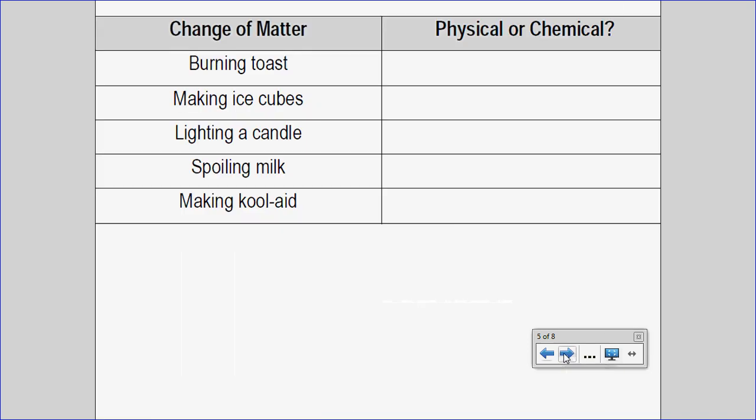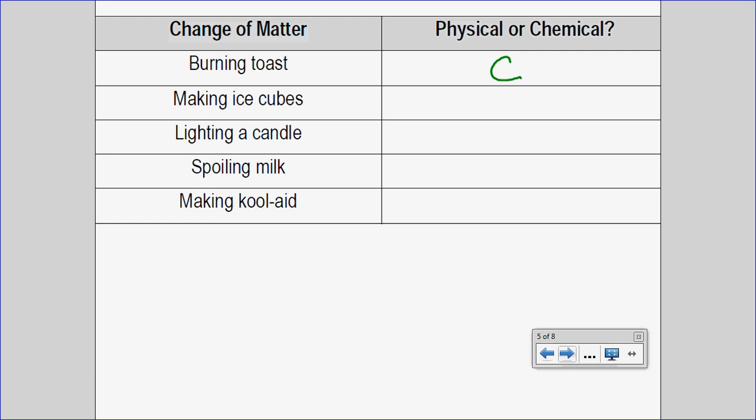So let's classify some changes. Burning toast. Well, toast was bread, but if it burns, it gets brown, nasty stuff all over it. And if you think about it, that produces an aroma. It could produce some smoke and steam, so it's probably a chemical change.